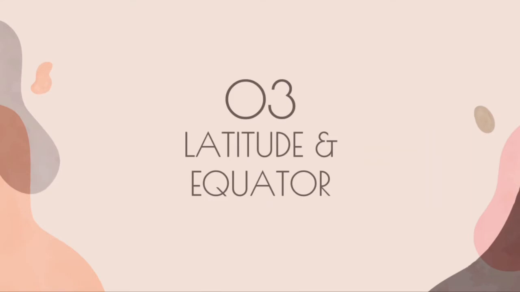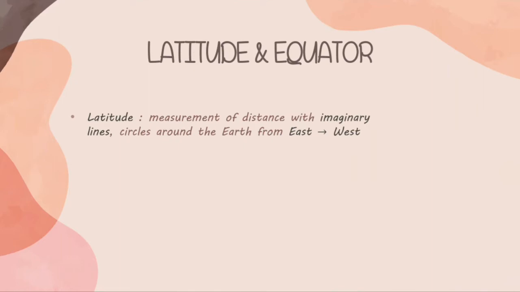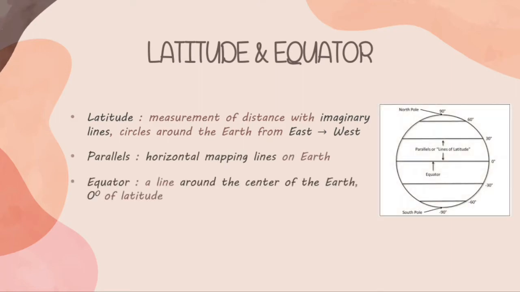Moving on, I'll explain the third one, which is latitude and the equator. The definition of latitude is the measurement of distance with imaginary lines that circle around the Earth from east to west. In the diagram beside, you can see the horizontal lines over all of the Earth, and they are known as parallels because they are the horizontal mapping lines on Earth. You can see the parallels, or lines of latitude, on the diagram. The equator is the line around the center of the Earth, which is 0 degrees of latitude. You can see the middle line is the equator, and it has 0 degrees.